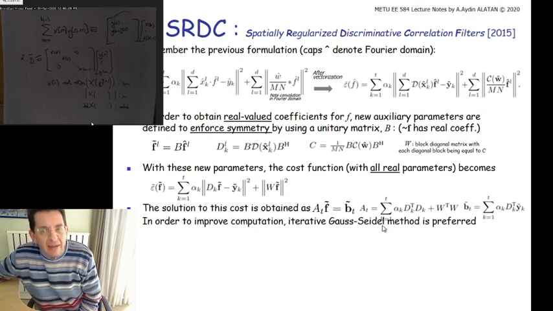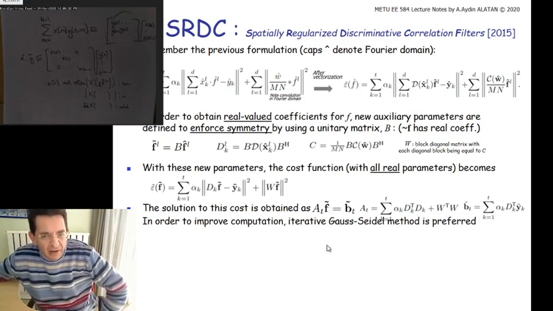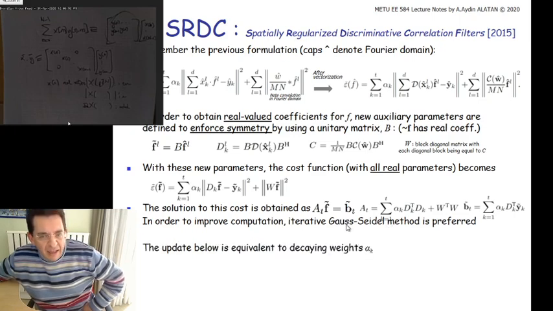In order to improve the computation, instead of having this closed form expression, which gives you very large matrices that are very difficult to deal with, instead of having this matrix inverse, we prefer an iterative Gauss-Seidel method as an optimization approach. In fact, this result is obtained through this kind of a thing, and if you have sufficiently large memory, you can find the result. But for real-time performance, we prefer to have this Gauss-Seidel approach.